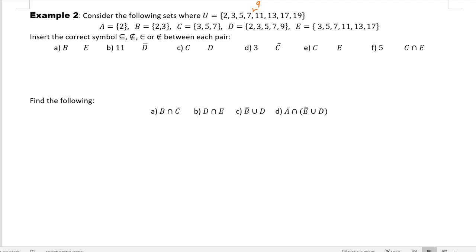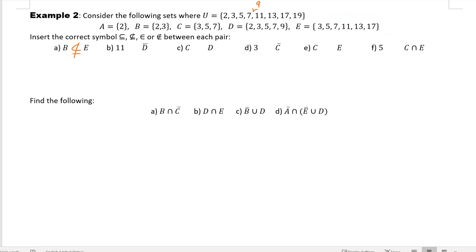So first thing you do is look at the pair. Are these sets, or is it an element and a set? B and E are both sets. B is {2, 3}. E is {3, 5, 7, 11, 13, 17}. And you can see 2 is not in E. So B is not a subset of E.